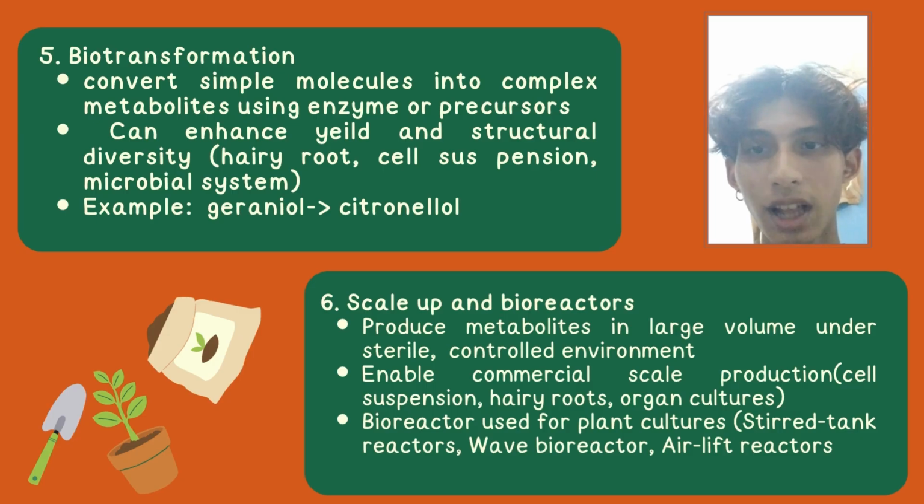Next, we have scale up using bioreactors, which is essential for commercial level production. This involves cultivating plant cells or tissue in a large, sterile, and controlled environment. Systems like cell suspension culture, hairy roots, or organ culture can be scaled in bioreactors such as stirred tank reactor, air lift reactor, or wave bioreactor. This allows consistent and high volume production of the target metabolite, which is critical for pharmaceutical or industrial applications.